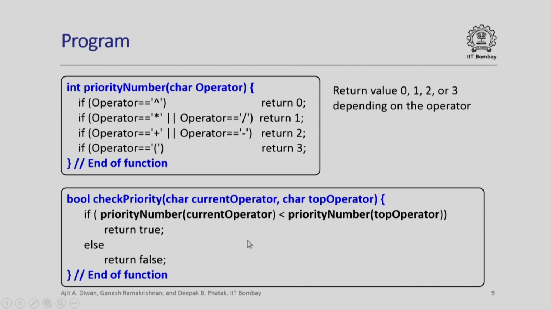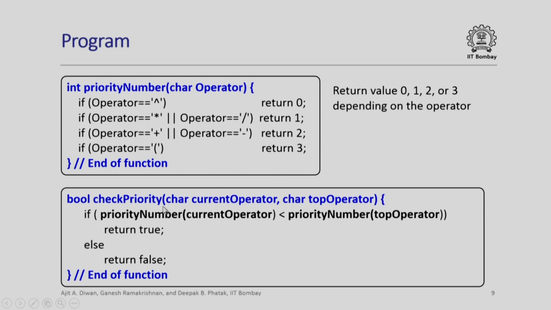Next, let us look at assignment of priority numbers. These are numbers which I mentioned to be indicating the priority of various operators. This will return values 0, 1, 2 or 3 depending upon the operator. So see the simple implementation. We look at every character which is identified as an operator. If the operator is this, it will return 0. If the operator is star or slash, it will return 1. If it is plus or minus, it will return 2, and if the operator is an opening parenthesis, then it will return 3. This is the end of the function.